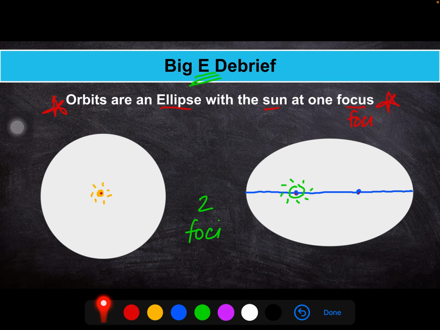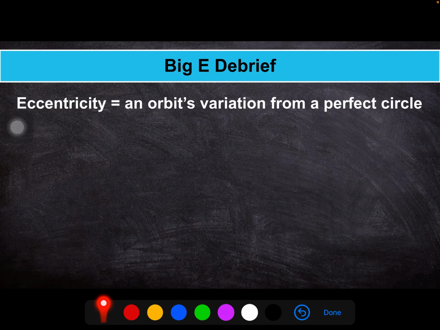Now what we also know is that no 2 ellipses are necessarily created equal. Those foci can be different distances apart. The object on the foci, like the sun, can be different masses, and so that impacts what the orbit is like. And when we think about how different those ellipses can be, the word that comes to mind is eccentricity. That was a vocab word from our activity. It's thinking about the variation that orbit has from a perfect circle.